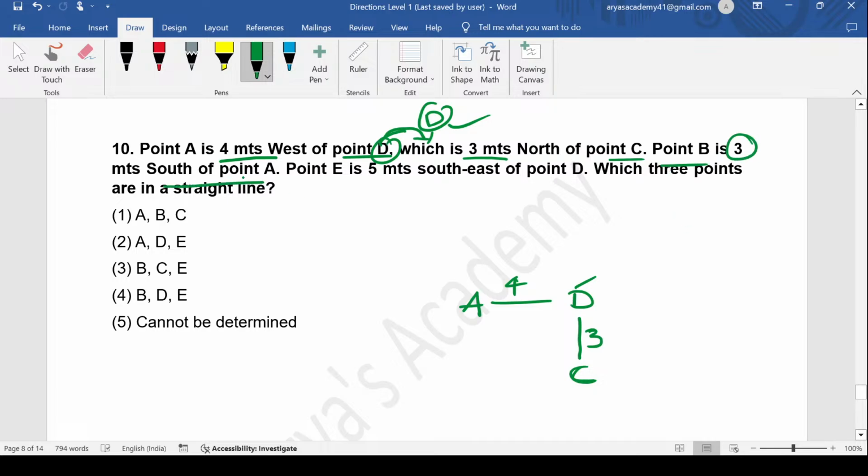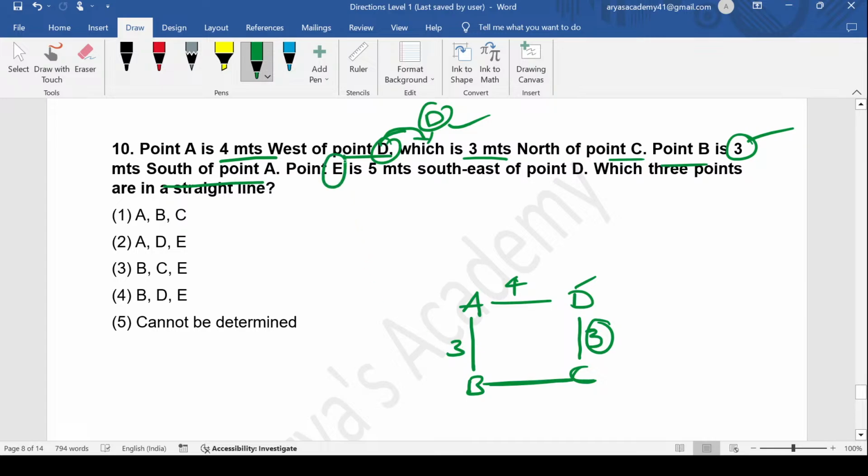3 meters south of point A. Which one? Point C. Point B, I'm sorry. This is how much? 3. They have again told that it's 3. So from A towards the south at a distance of 3 meters, there is another point B. It means B and C are in a straight line.